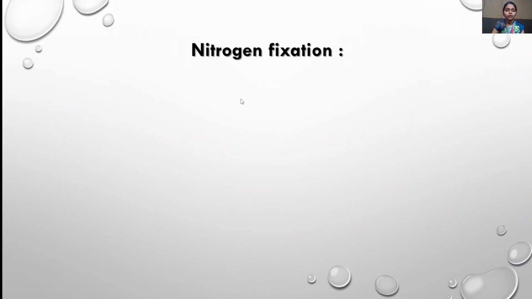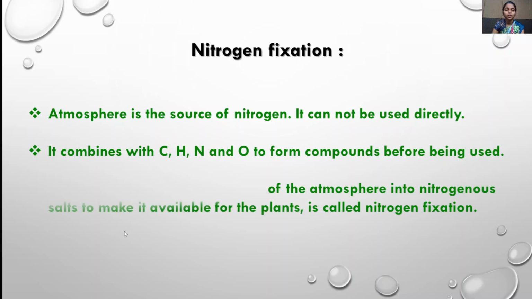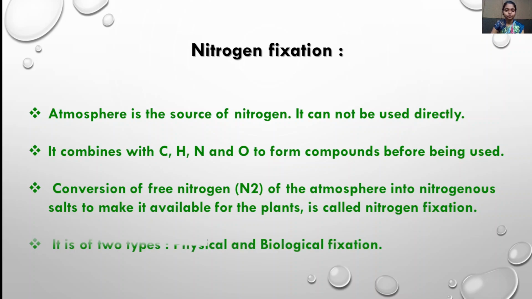Nitrogen fixation. The atmosphere is the source of nitrogen. It cannot be used directly. It combines with carbon, hydrogen, and oxygen to form compounds before being used. Conversion of free nitrogen of the atmosphere into a nitrogenous salt to make it available for the plants is called nitrogen fixation. It is of two types, physical and biological fixation.